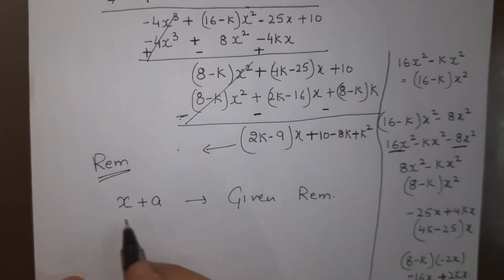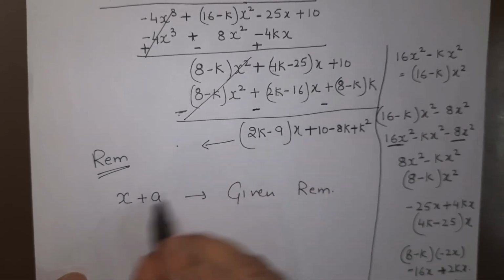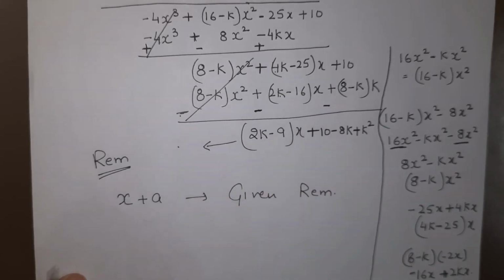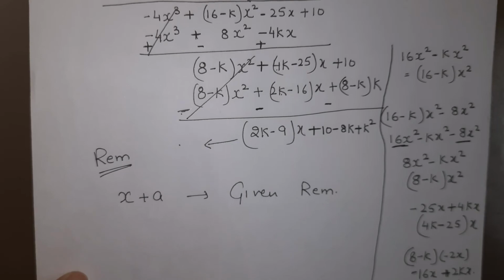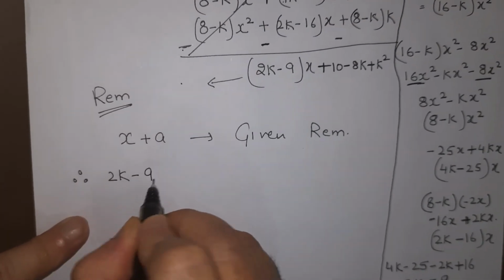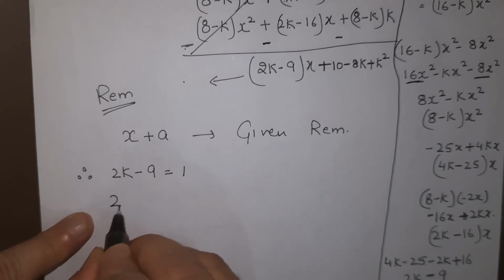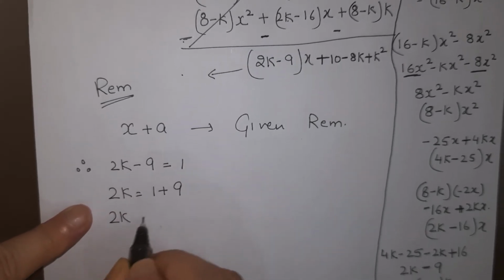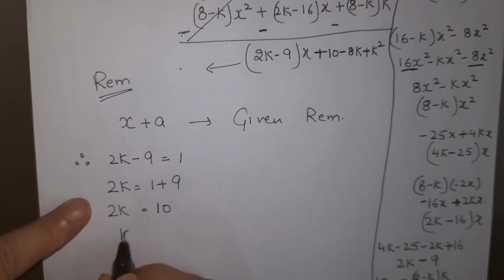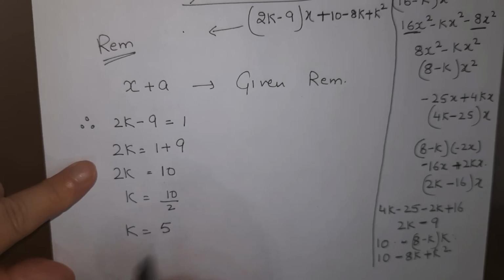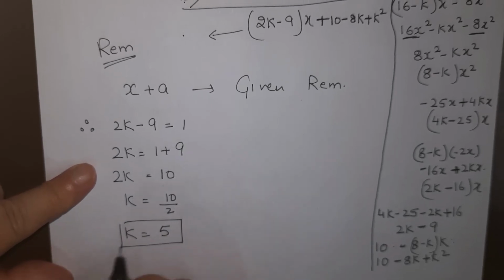Right? So we will compare the coefficient of x. Here the coefficient of x is 2k minus 9 and here the coefficient of x is 1. So therefore we can write 2k minus 9 is 1. 2k is 1 plus 9. 2k is 10. So k is 10 by 2. k is 5. Right? This is the value of k.